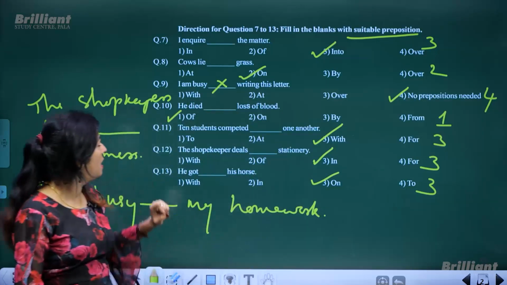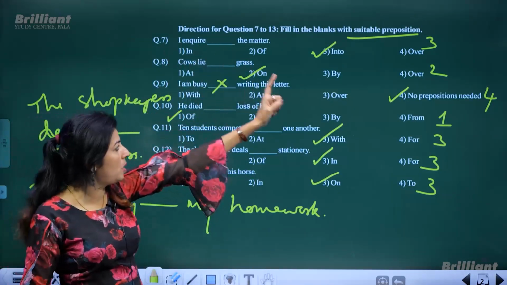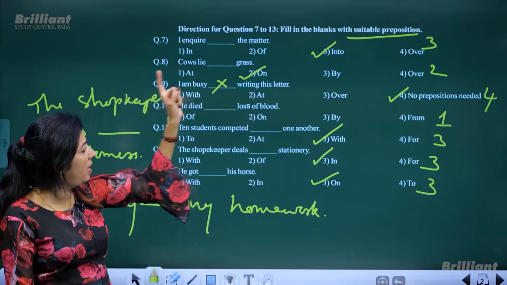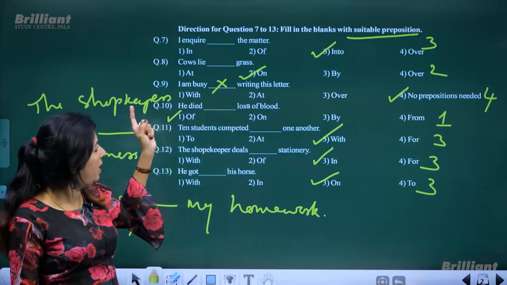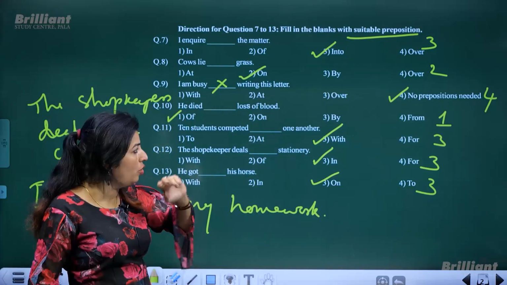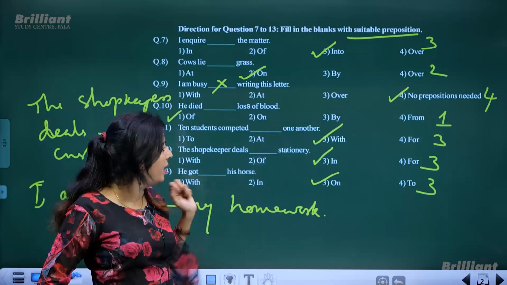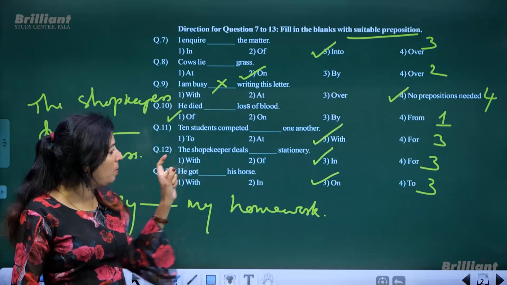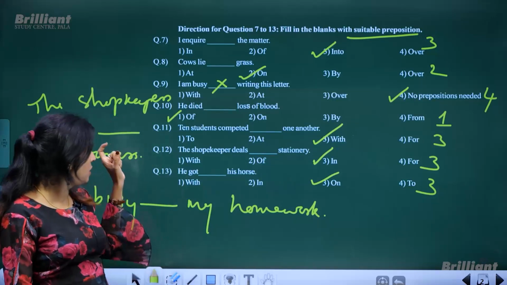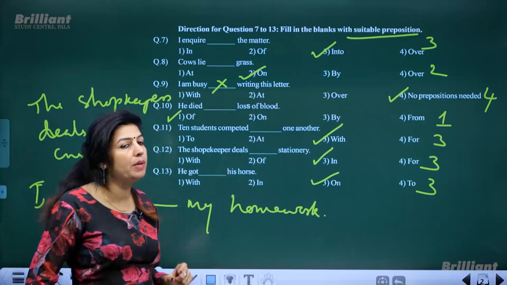So question number 7, the answer is option 3. Number 8, the answer is 2. Number 9, the answer is 4, no prepositions required. Question number 10, option number 1. Question number 11, option number 3. Questions number 12 and 13 also option number 3.